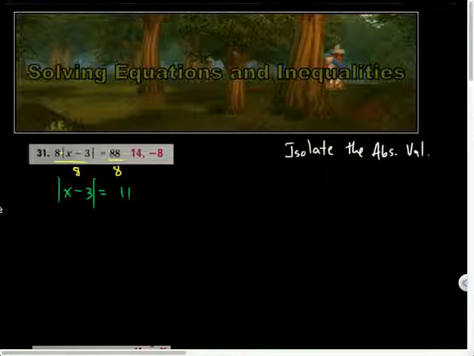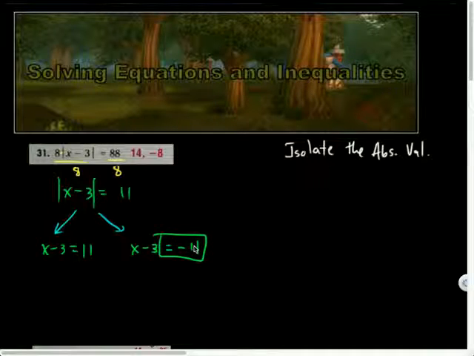And what would Squidward tell us to do at this point? Break it up, right? So x minus 3 equals 11, or x minus 3 equals negative 11. Yeah, that looks like that would be some sort of a guy with a face and a chin.